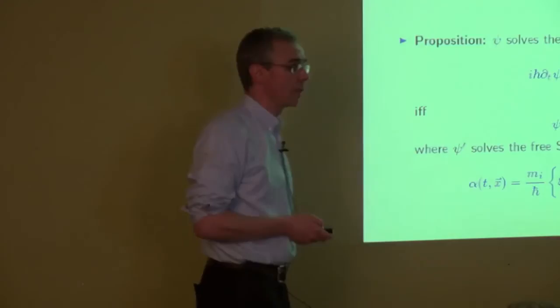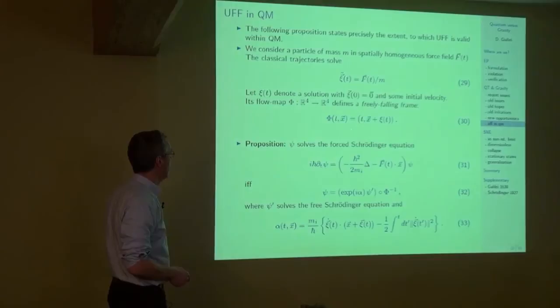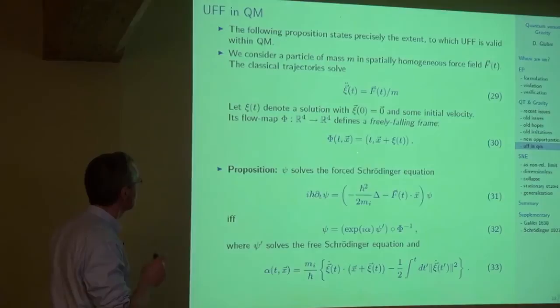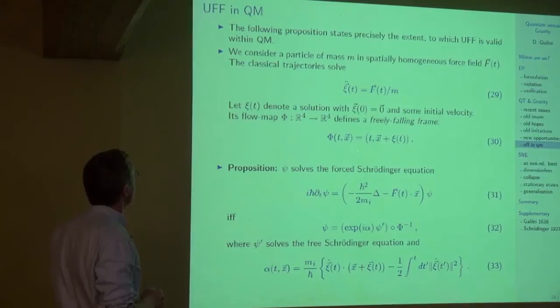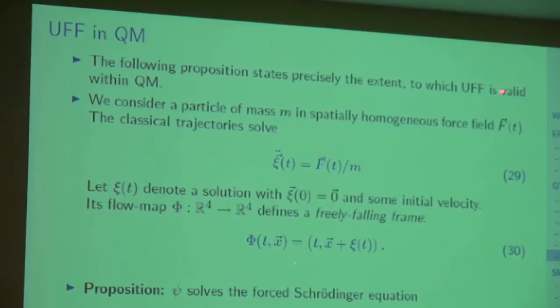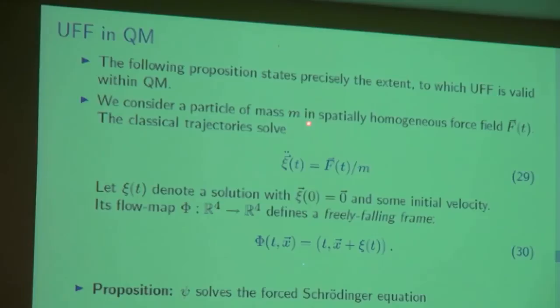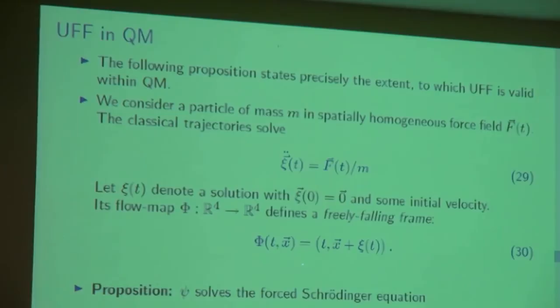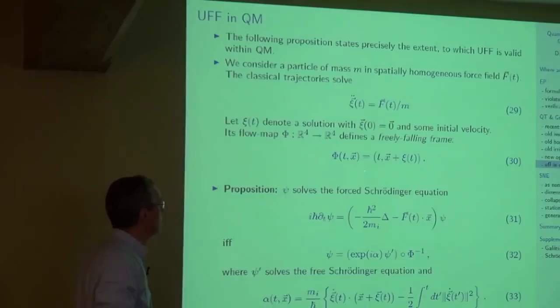And here's the mathematical statement. It's not entirely trivial to show this. It's not difficult, but it's not a one-line calculation. So the following proposition states, in my opinion, precisely the extent to which the universality of free fall is valid within quantum mechanics. So you consider a particle of mass m in a spatially homogeneous force field F. In fact, the theorem that I'm now telling you holds for any uniform force field, whatever the origin of the force is.